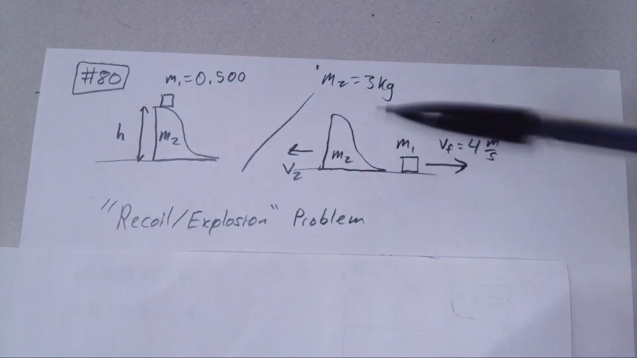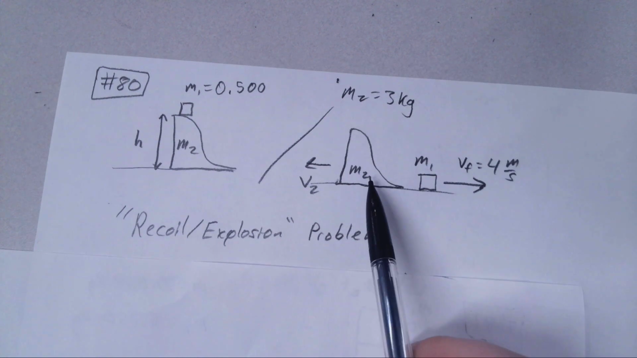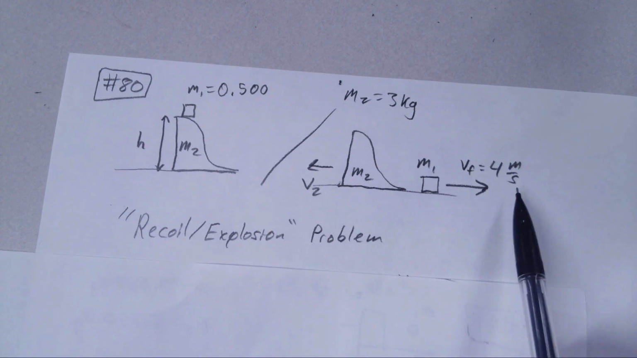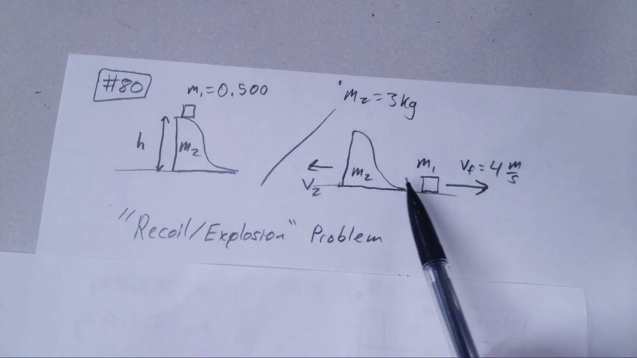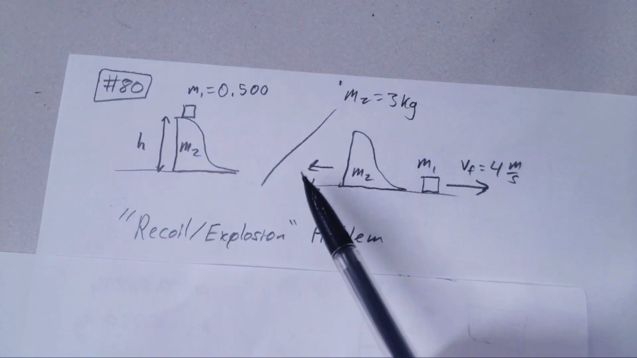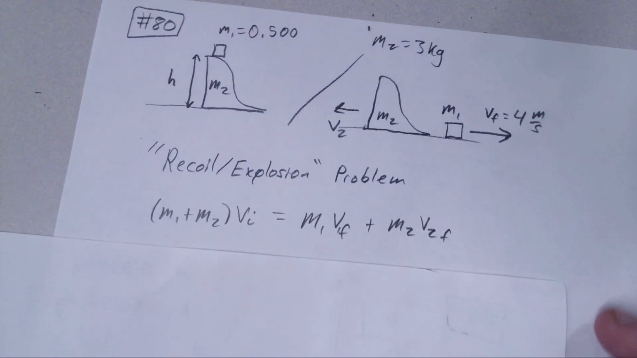The way you solve this is exactly the same way that you solve how fast is the recoil of a rifle when a bullet is shot. Basically, this would be the rifle, this would be the bullet. You know how fast the bullet comes out, and you can figure out the velocity of the rifle on the other end.